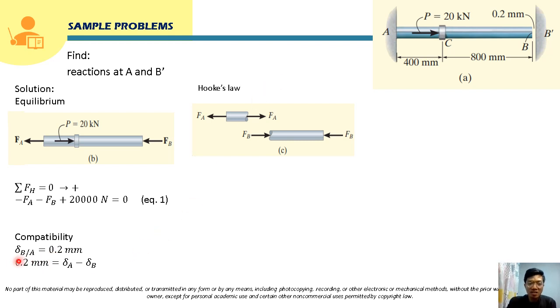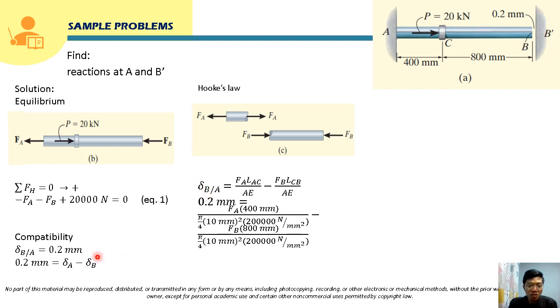We are going to express this in terms of forces, since the question here is the reactions. Using Hooke's law, deformation is PL over AE. The total deformation will be equal to delta A minus delta B, where delta A is FA times length AC over AE, minus delta B, which is PL over AE, so that is FB times LCB over AE. We will substitute here that this deformation is 0.2 millimeter. FA is unknown, the length AC is 400 millimeter, over the area of AC, which is pi over 4 times 10 millimeter squared.